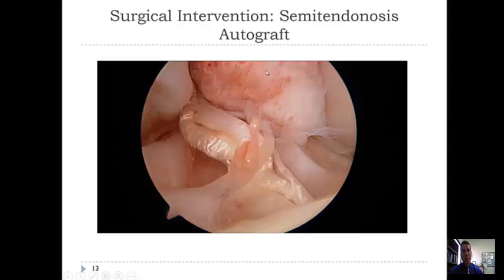Here's a lot of scar tissue that was in the anterior aspect of the joint. They had to clean all that scar tissue out. Here's the torn ACL, so the old graft had been torn, and you can see it there. It's very lax. It's very mobile. They had to remove that graft and put in a new graft, and they used a hamstring graft. They used a semitendinosus autograft for the repair.